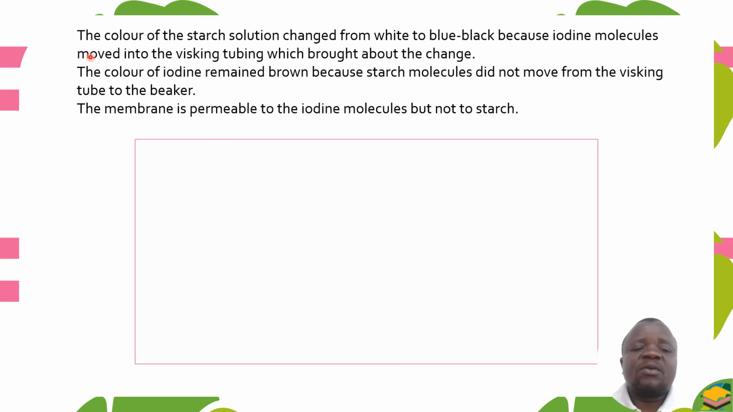Right, so you observe that the color of the starch solution changed basically from brown to blue-black because iodine molecules moved into the Visking tubing, which brought about the change. The color of iodine remained brown because starch molecules did not move from the Visking tube to the beaker, because they are large molecules. The membrane is permeable to iodine solution but not to starch because starch molecules are large molecules.